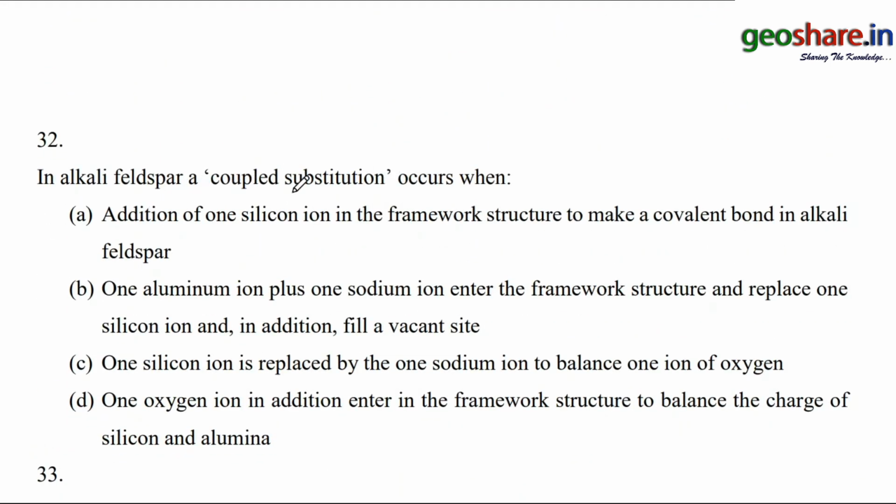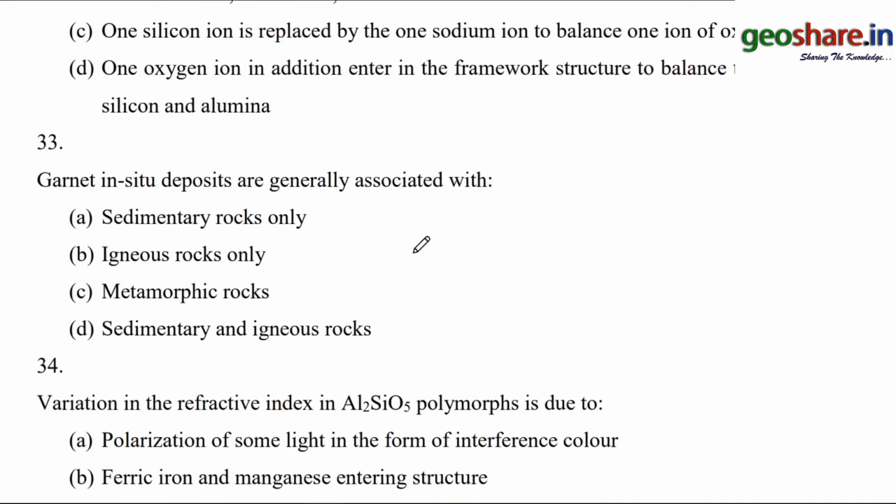In alkali feldspar, a coupled substitution occurs when one aluminum ion plus one sodium ion enter the framework structure and replace one silicon ion, and in addition fill a vacant site. Garnet in situ deposits are generally associated with metamorphic rocks.